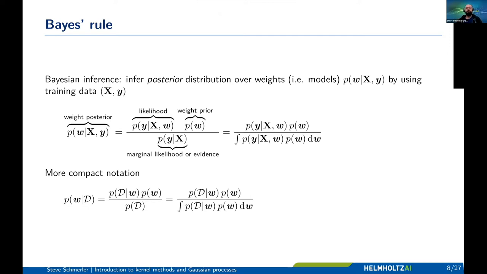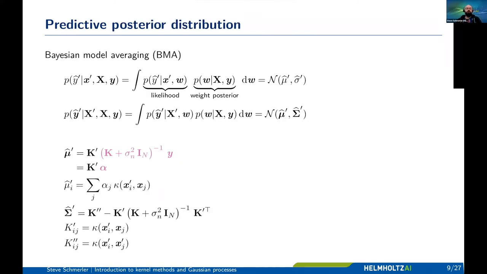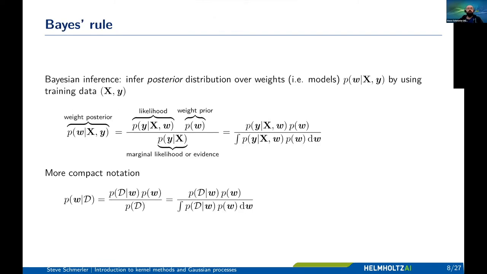There's a more compact notation that you see in books and papers, where we write the data X and Y as a data set, capital D, which makes the notation a little bit more compact. Okay, so the final bit of tedious math before we get to see some results. What we have done so far is, by applying Bayes' rule, we have obtained this weight posterior. And so we now have a probability distribution over model weights that contains information gained or extracted from the training data.